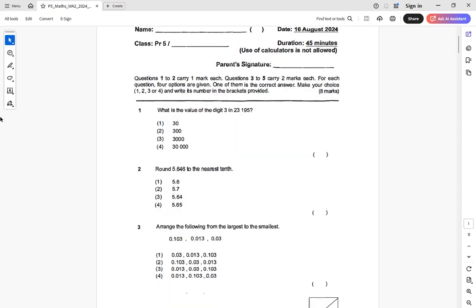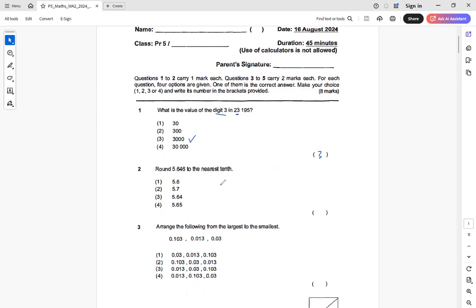Okay, question 1. What is the value of the digit 3 in 23,195? So we're looking at the digit 3, which is here in the thousands place, so the value will be 3,000. Okay, so it'll be option 3.